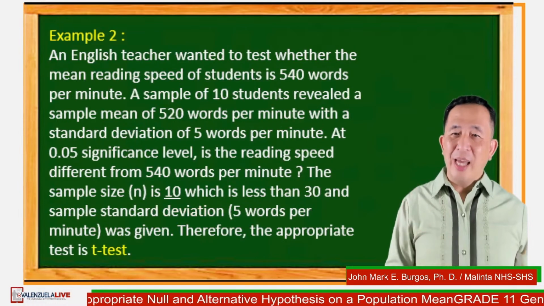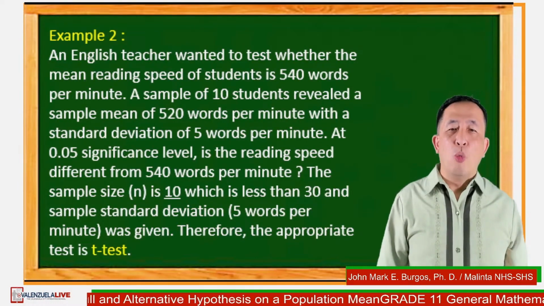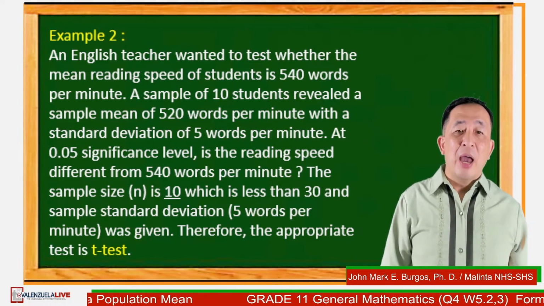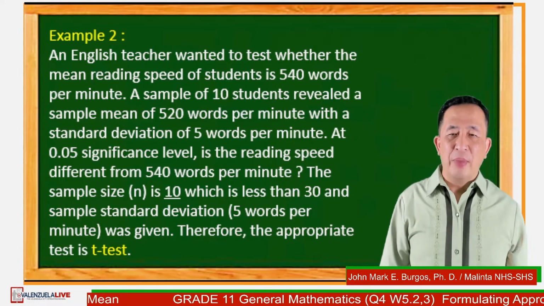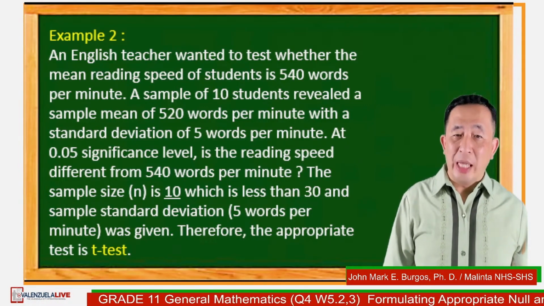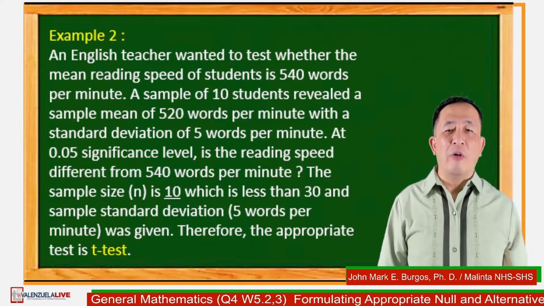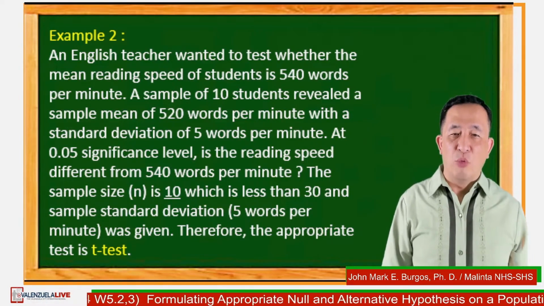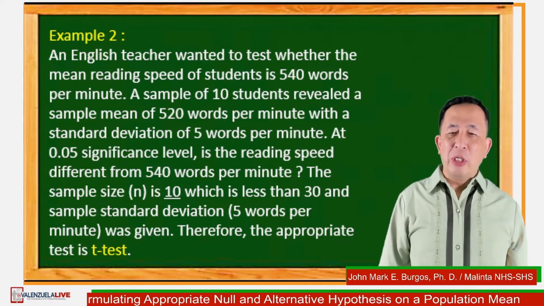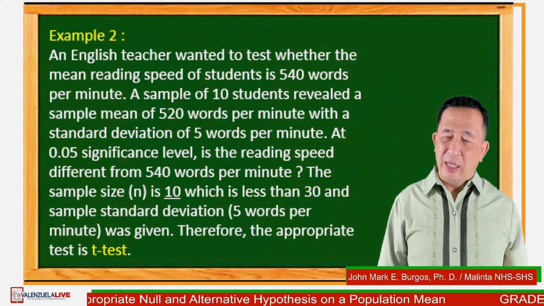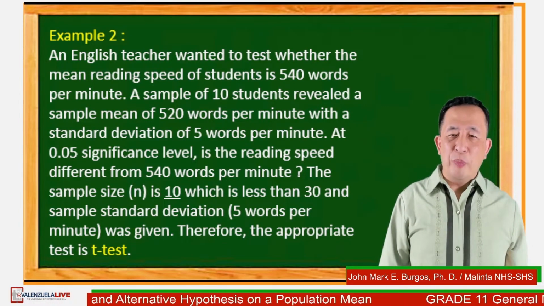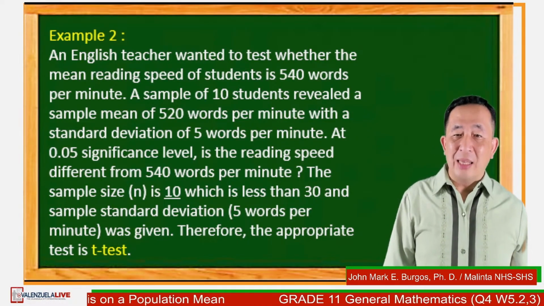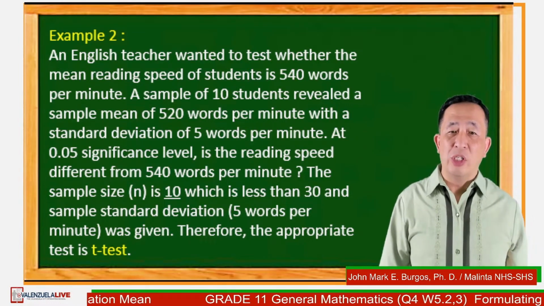Let's have our second example. An English teacher wanted to test whether the mean reading speed of students is 540 words per minute. A sample of 10 students revealed a sample mean of 520 words per minute with a standard deviation of 5 words per minute. At 0.05 significance level, is the reading speed different from 540 words per minute?